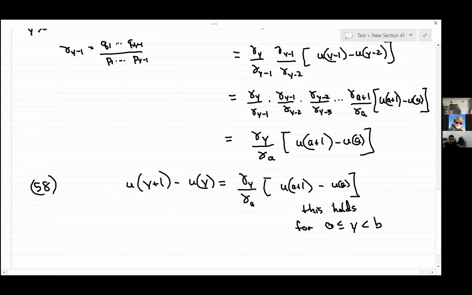They're saying it even holds when Y equals A. Well, when Y equals A, this side would become U of A plus 1 minus U of A. And when Y equals A, this just becomes gamma of A over gamma of A, and that is 1. And so you do get equality. So this equation even holds a little more generally than we first thought.